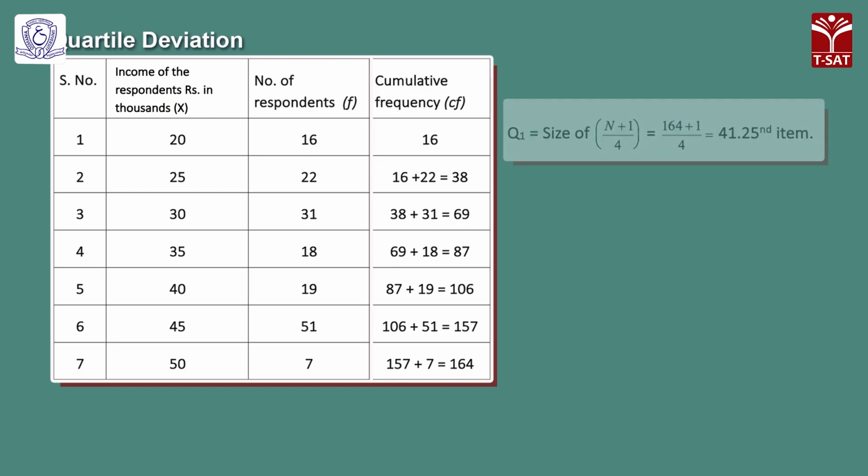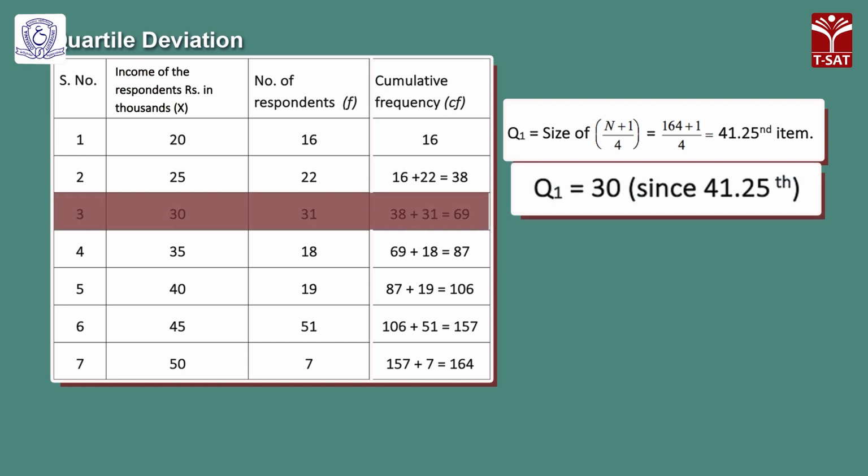The next step is to calculate the Q1 value. Q1 is equal to the size of (n plus 1) by 4. n is equal to 164. So Q1 is equal to (164 plus 1) divided by 4, which is equal to 41.25. 41.25 is greater than 38. That is the reason why it comes in the third column. So Q1 is equal to 30,000 per month.